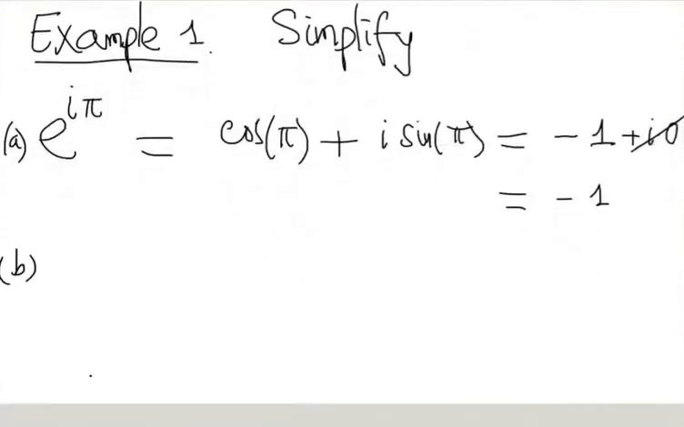Another example, here we have e to the, say, 3x minus 2xi. Then what do we get?